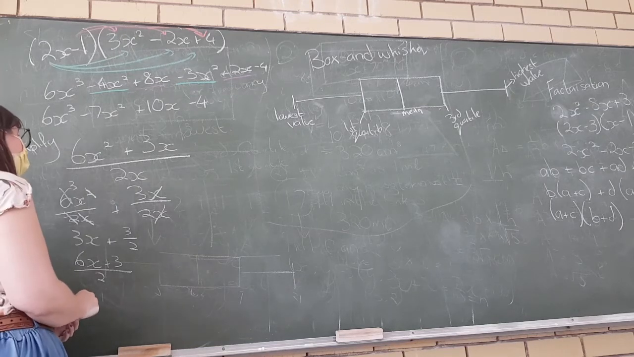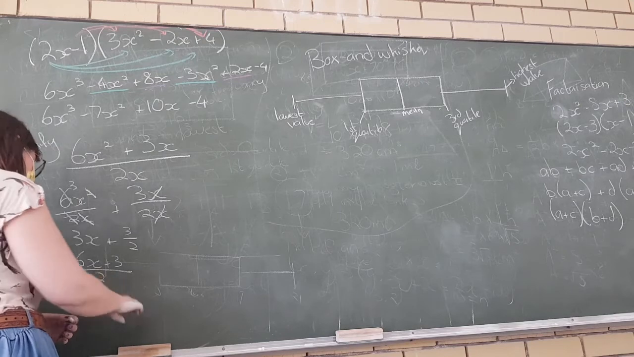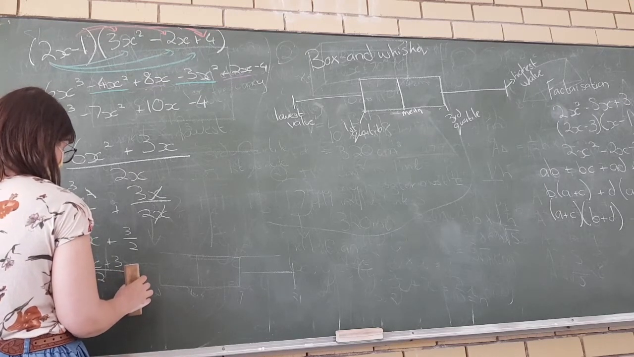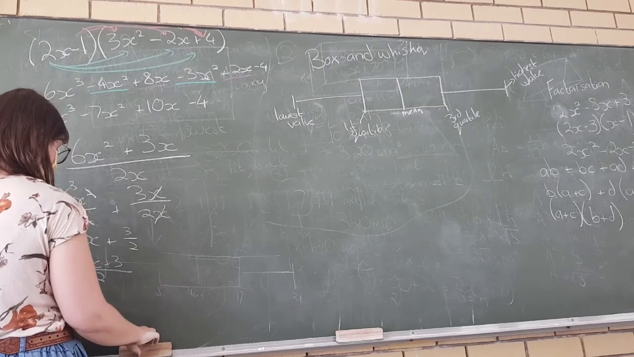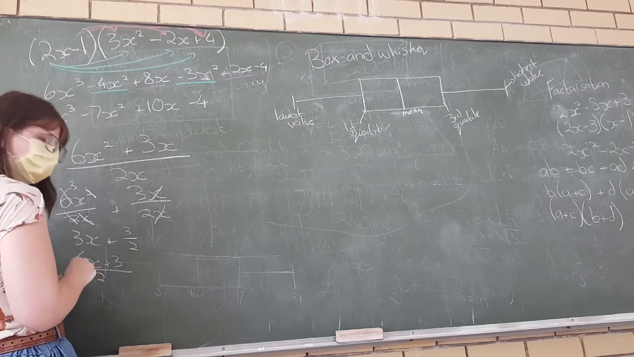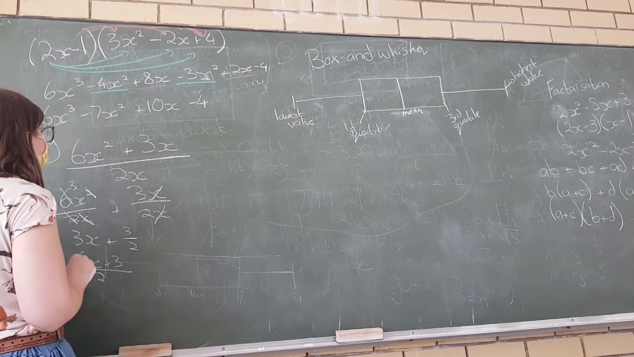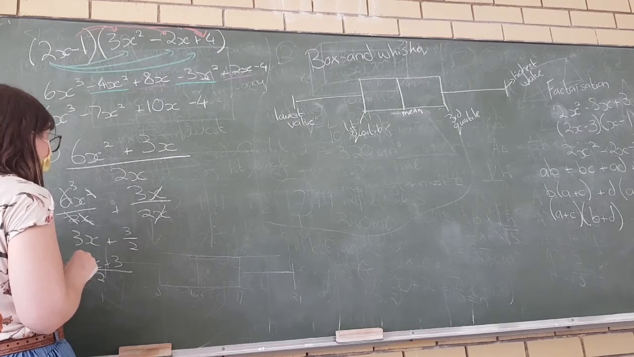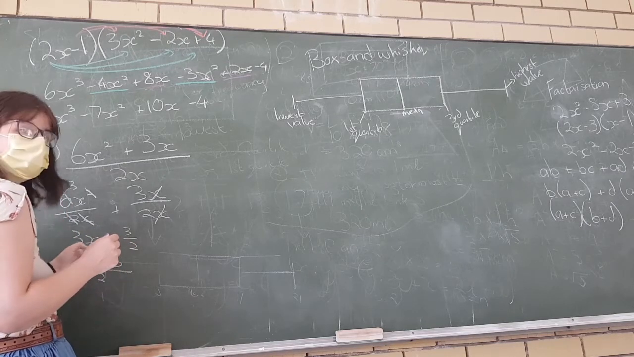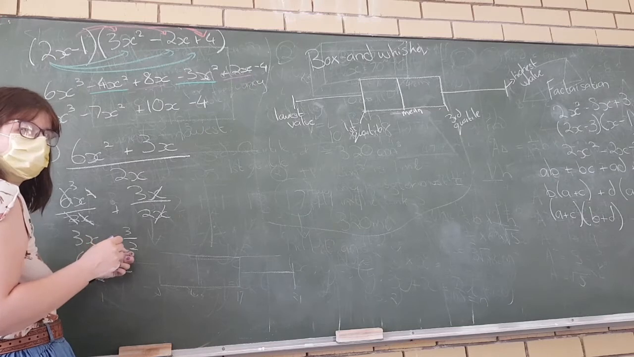Alright, so now let's factorize. So it's better if we factorize it. How do we make it over 2 and we times 3x by 2? 3 times 2 is 6. You multiply both by 2. Multiply that by 2 to get a common denominator.